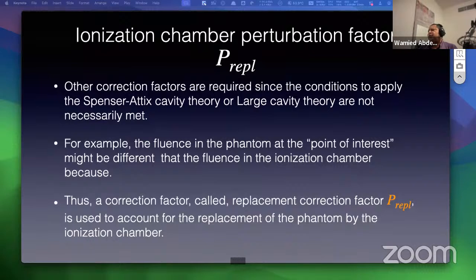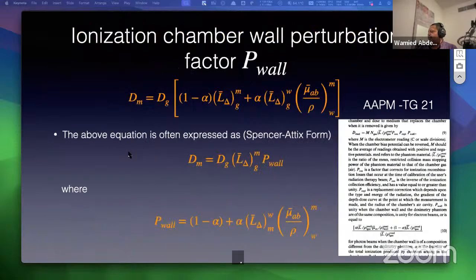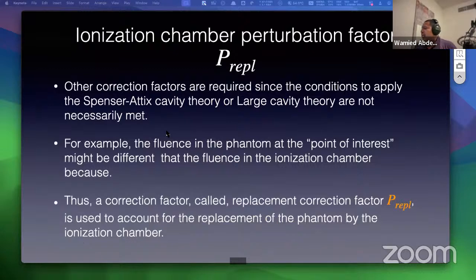So think about it. Imagine if you have photons. Let's go back to this slide. So imagine we're looking at, for example, the photons or electrons coming to this point in medium there. If we correlate this point to a point here in the cavity, we will see that the fluence is going to be perturbed because of the attenuation of the photons and how electrons are interacting. They're going to go through different medium compared to when the chamber is not there. So definitely there is going to be a perturbation. And this is called P replacement.